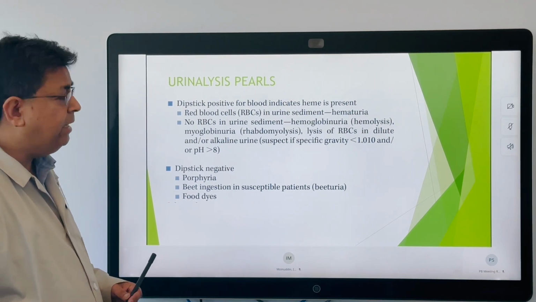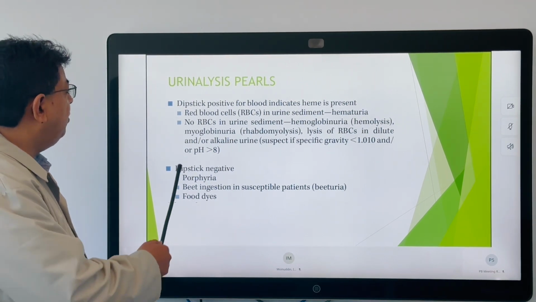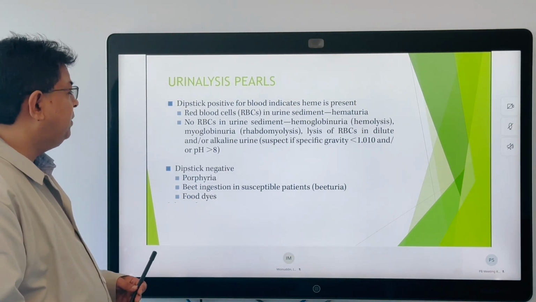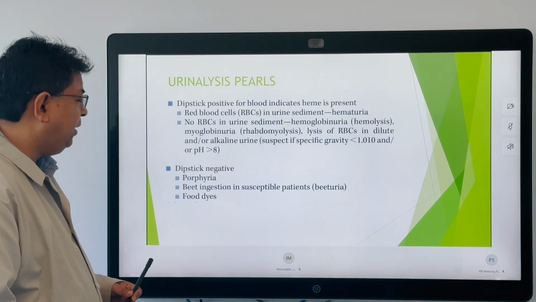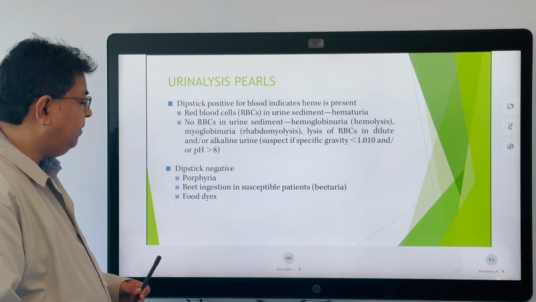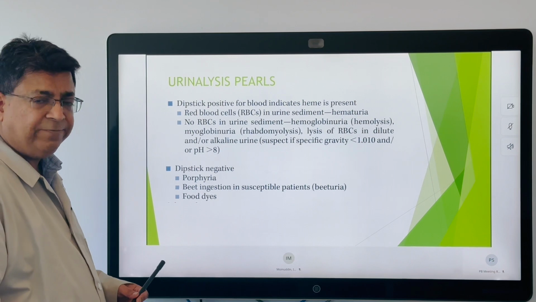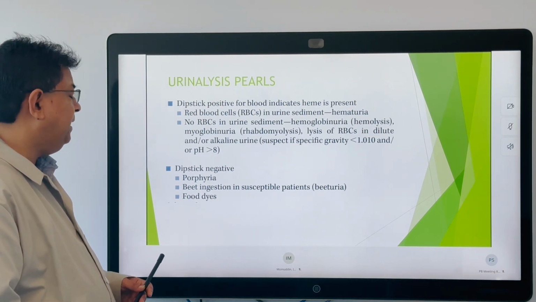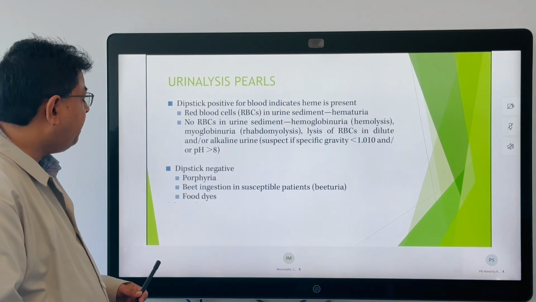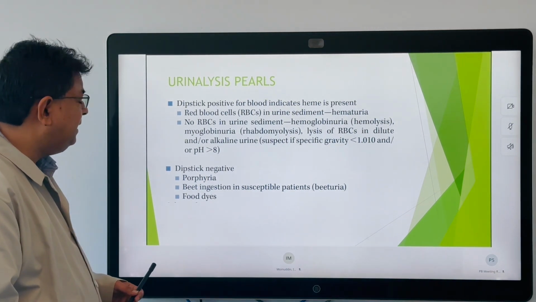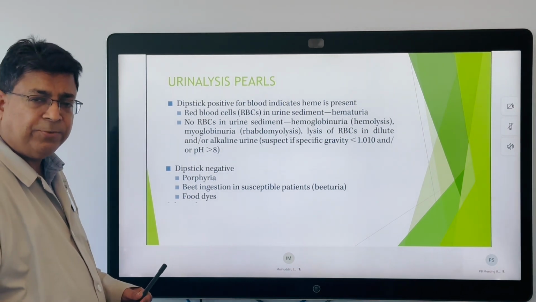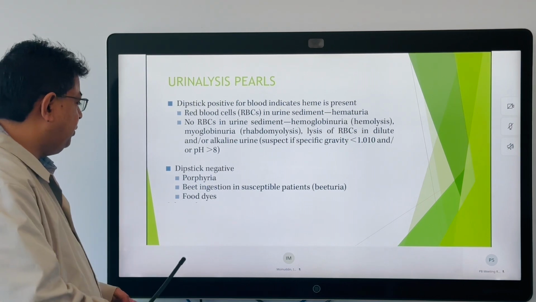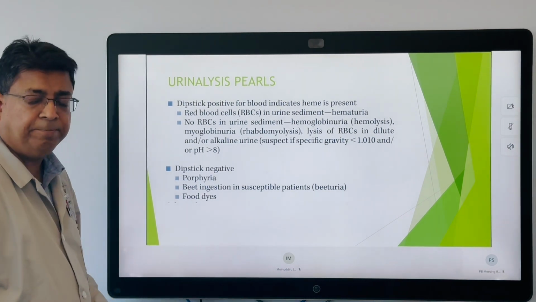If you do not see red blood cells in the urine sediment, then hemoglobinuria may be present, as in hemolysis, or myoglobinuria, as in rhabdomyolysis, or sometimes dilute or alkaline urine can result in lysis of RBCs. You should suspect this if the specific gravity is less than 1.01 and/or pH is greater than 8. If the dipstick is negative for blood, but the urine is red, then you should consider porphyria, meat ingestion, or food dyes.